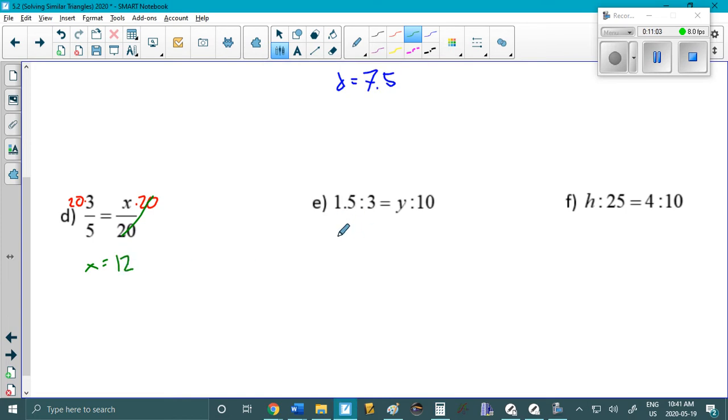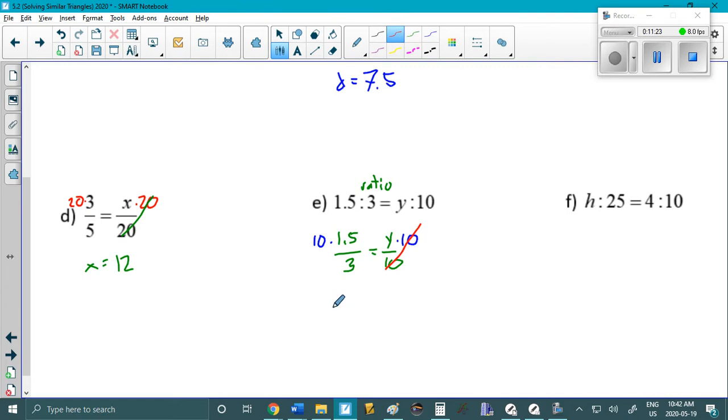Okay, next one. First thing you do for these, if it's written as a ratio, you turn it into fractions. So the first number goes on top, the second number goes on the bottom. And now we just solve like normal. Y is being divided, so we multiply.